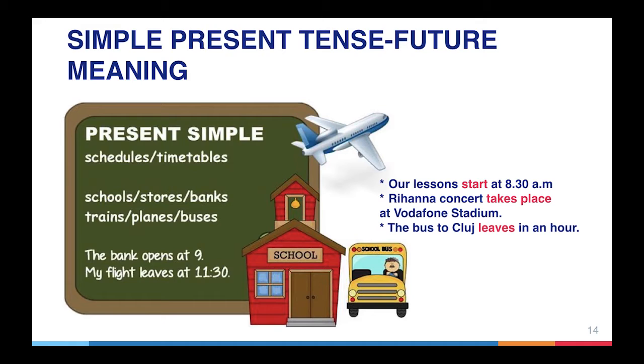Our lessons start at 8:30 a.m. Even if we are talking about tomorrow or next week, because it's a scheduled event, our lessons, we must use simple present tense. Or, the bus to Cluj leaves in an hour. Again, even though we are talking about the future, in an hour, because buses have timetables, we must use simple present tense.